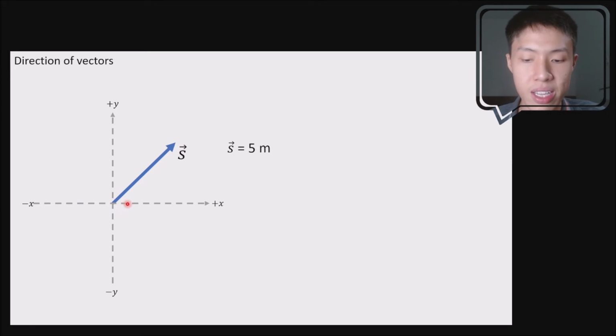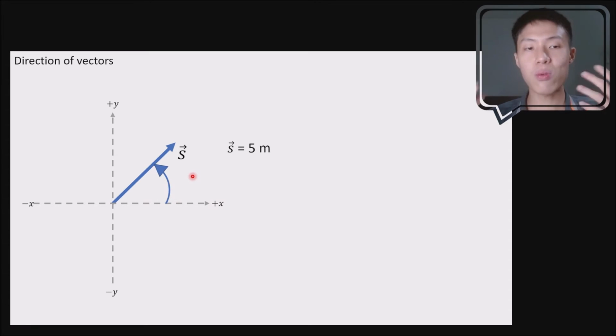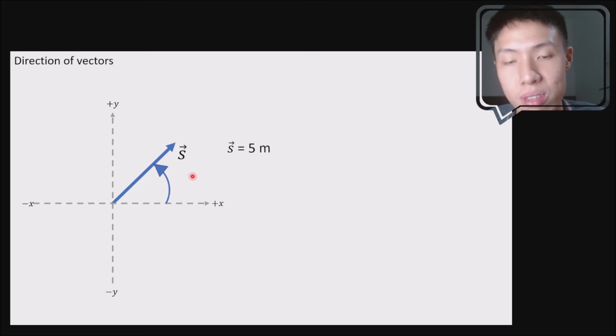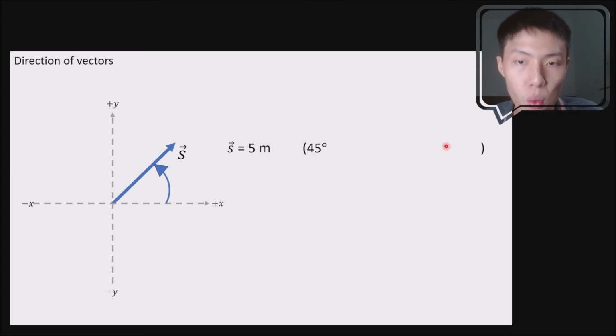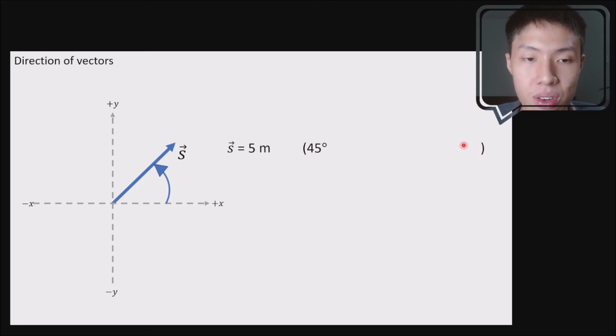Once we have done that, we measure the angle between the vector arrow and the nearest x-axis, not y-axis, nearest x-axis. We want to find the angle here. Let's say we measure using protractor or some kind of device and found it to be 45 degrees. So we can define the direction as 45 degrees. But if we just write 45 degrees, no one knows 45 degrees from where, and that's what you need to elaborate at the back.